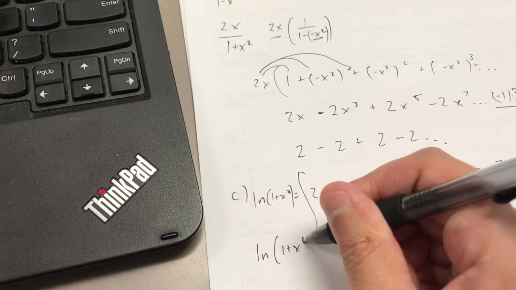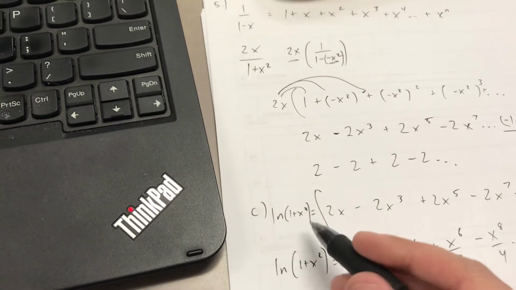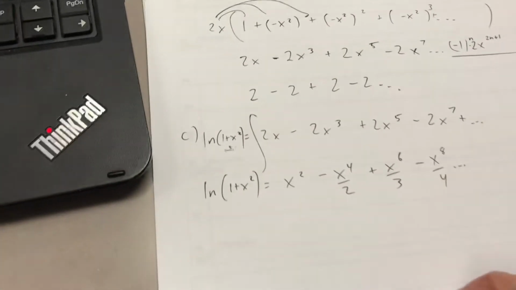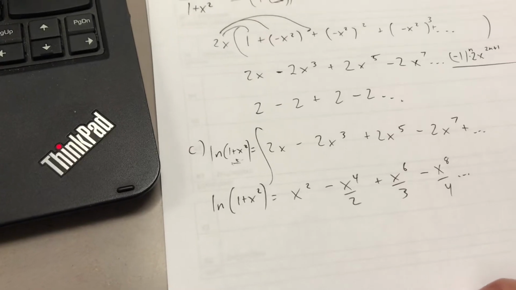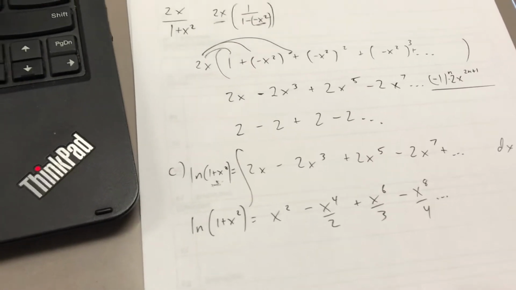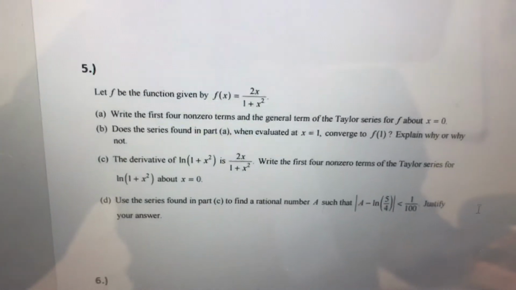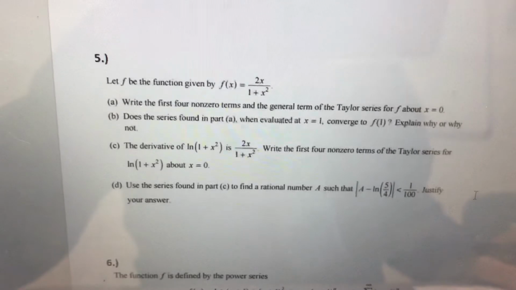That's really cool, because again, I don't know how to integrate that because the inside function has that x squared in it, but if you write it as a series, it's very easy to integrate because you can use the power rule. Very cool. Let's see, first 4 terms, and they don't ask us for a general term there. Okay, so that's what we need there. And then part D.